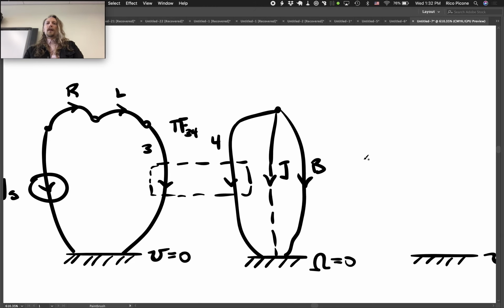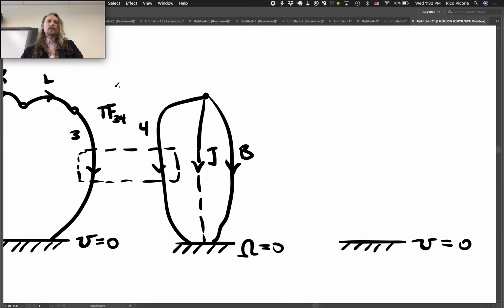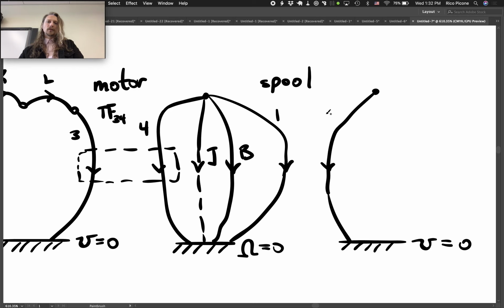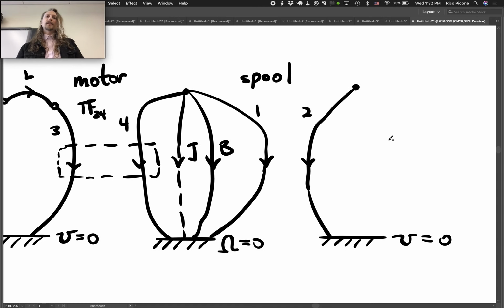And then we have this interaction through the spool. So this was the motor interaction. This one's going to be the spool interaction. And that one, we called this side 1 before, and we have it interacting with side 2. And on this translational side, we have a mass.